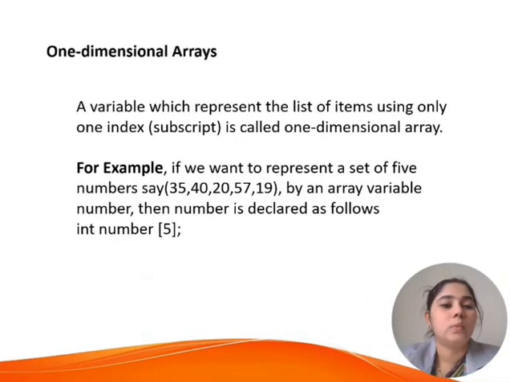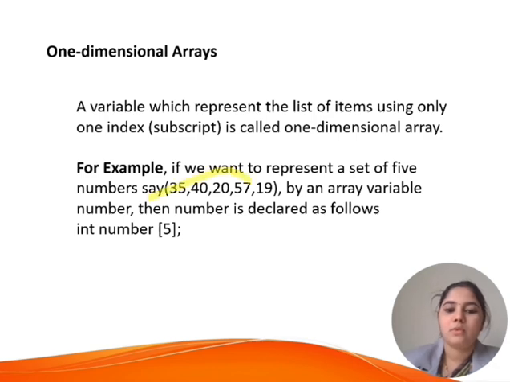So what is a one-dimensional array? A one-dimensional array is a variable that represents a list of elements or items using only one index value. Consider the example of elements storing the values 35, 40, 20, 57, 90. These all belong to a particular data type, which is integer. All these elements are stored using the variable called number.